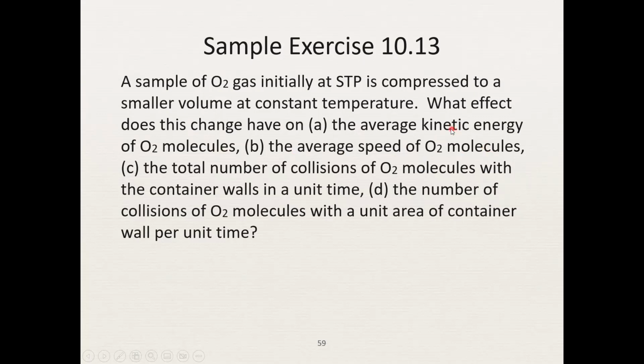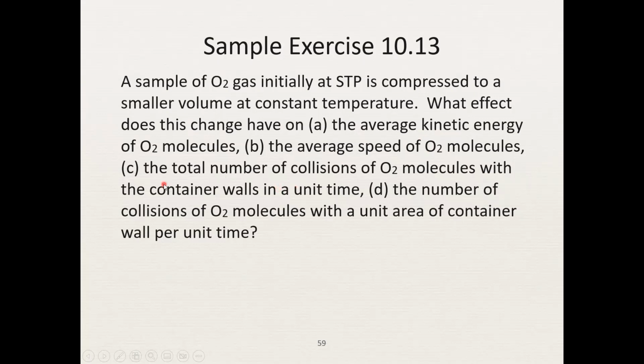And what we're going to see, since the temperature is going to remain constant, doesn't really matter that the pressure is going to be increasing. But since the temperature is remaining constant for the same gas sample, we're going to see that those two are both going to stay constant themselves.